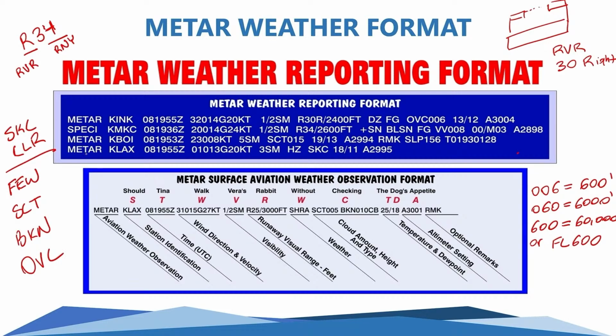Okay. The last line here is for a standard METAR at Los Angeles International. This came out on the 8th day at 1955 Zulu. We have our wind conditions, right? Our direction, our velocity, and our gust. So this is 010 at 13 knots, gusting to 20. 3 statute miles visibility. We have haze. Sky is clear. Temperature 18. Dew point 11. Altimeter 2995. Okay? 2995. All right. Any questions on that before I move on here?